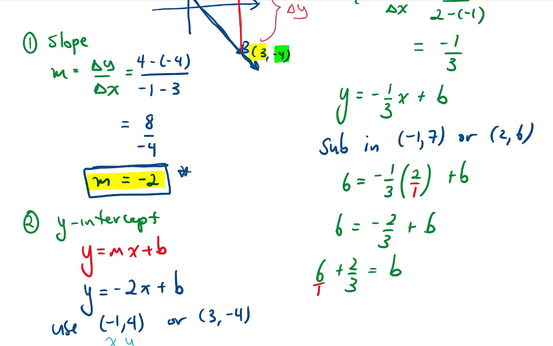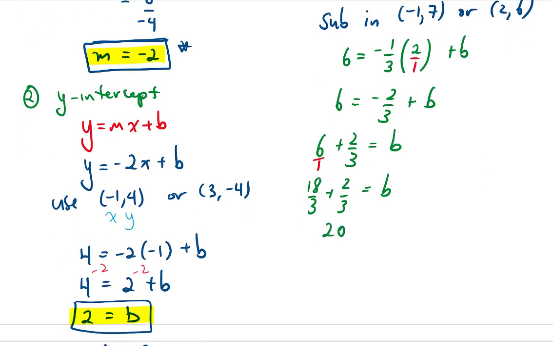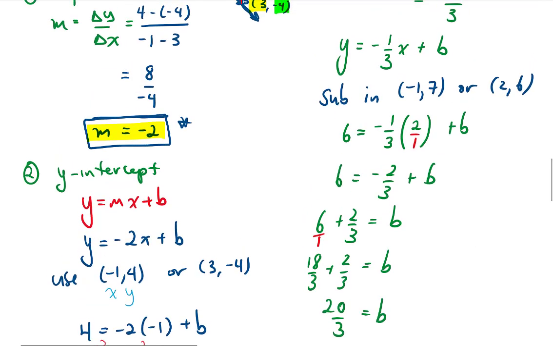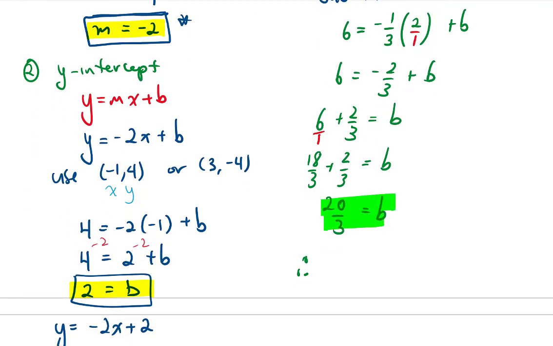Remember, this is 6 over 1. So the equivalent fraction would be 18 over 3 plus 2 over 3 equals b. And we get 20 over 3 for our y-intercept, or our b value. And therefore, using our slope from above, which we saw was -1/3, and using our y-intercept of 20 over 3, we have the equation y equals -1/3 x plus 20 over 3.